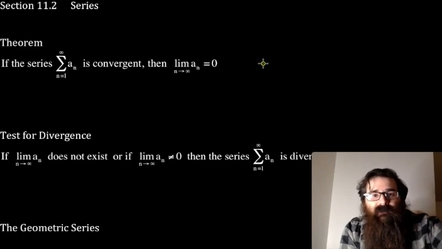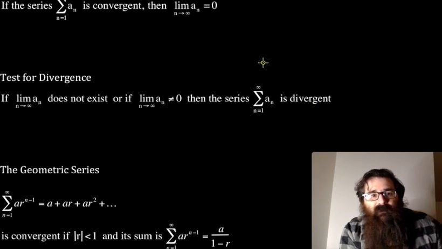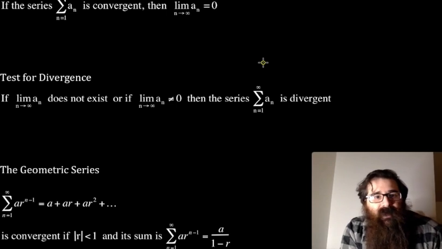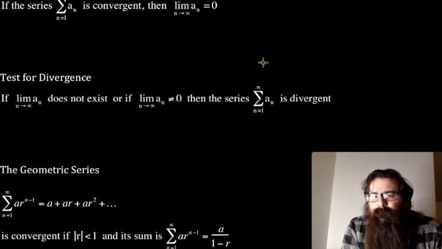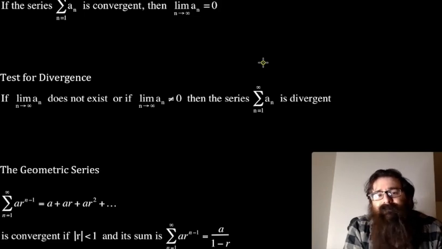Test for divergence. Test for divergence can be very difficult to get a good handle on because I see a lot of students sometimes using it to argue for convergence. Hey, doesn't make sense. You can only use the test for divergence to claim that something is divergent. Don't ever use it to say that something is convergent because you just can't use it that way.